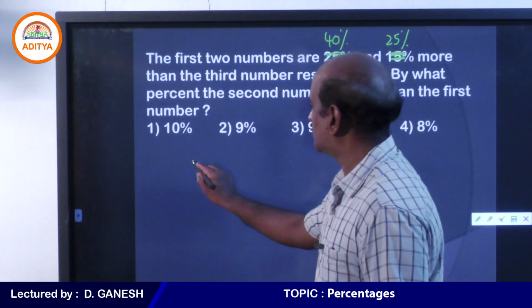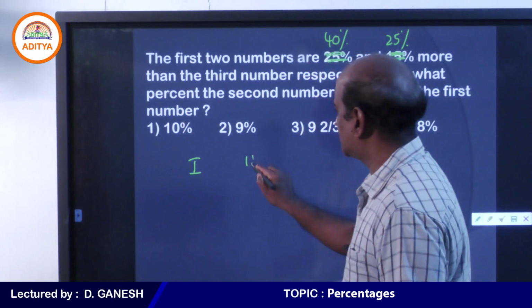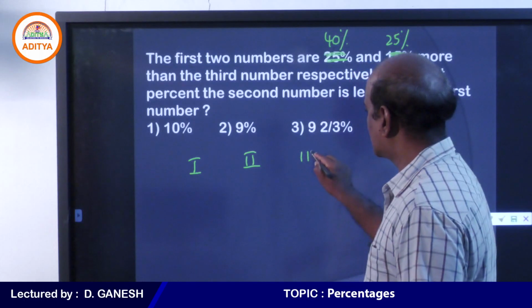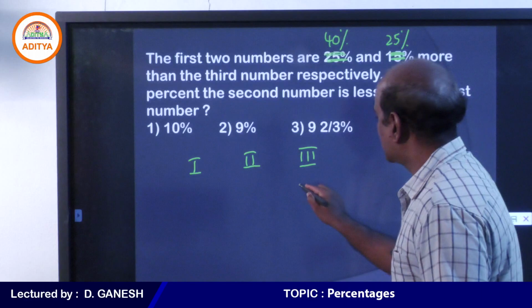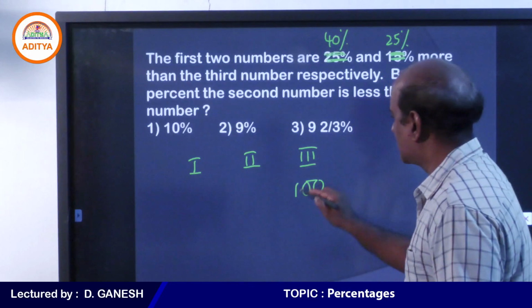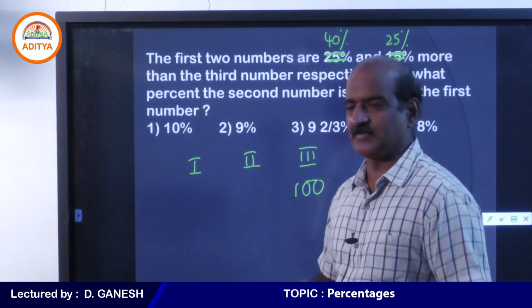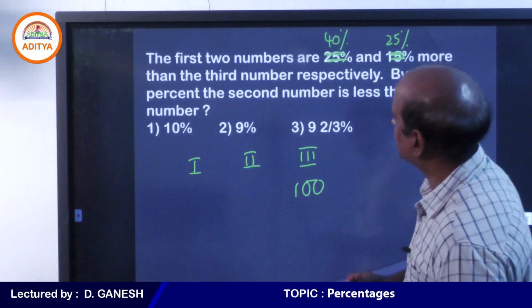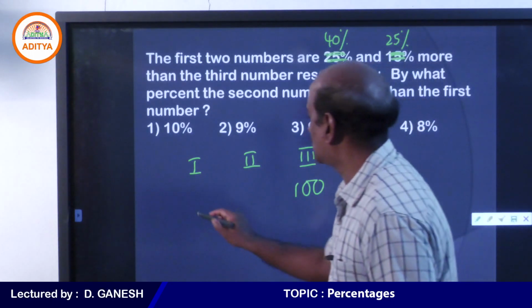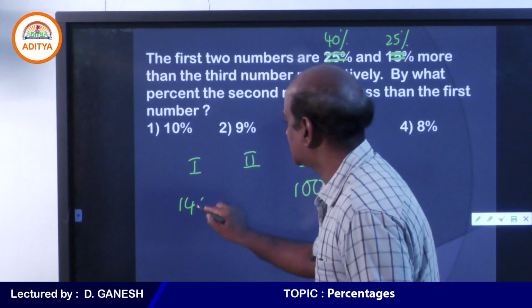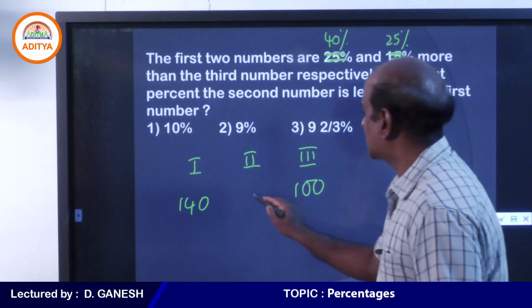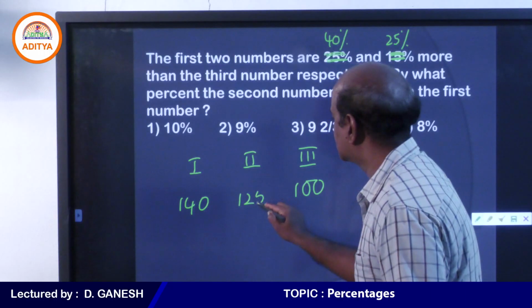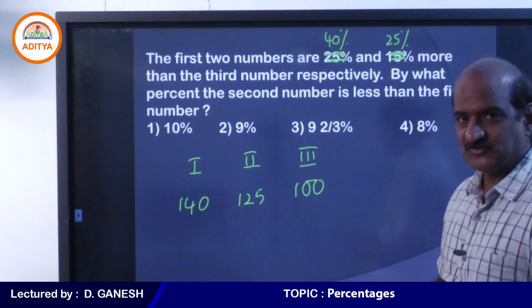Remember, first 2 numbers obviously depend on the third number, so we need to start from third number as well. Come on, student, here. So, if you take third number as 100, first number is 40% more. Therefore, first number is 140, 40% more. Second number is 25% more. Therefore, it is 125. Okay.